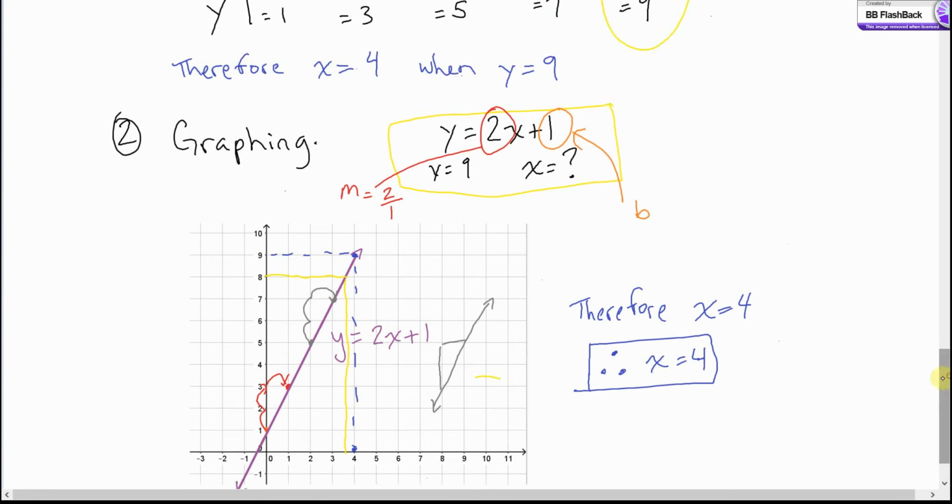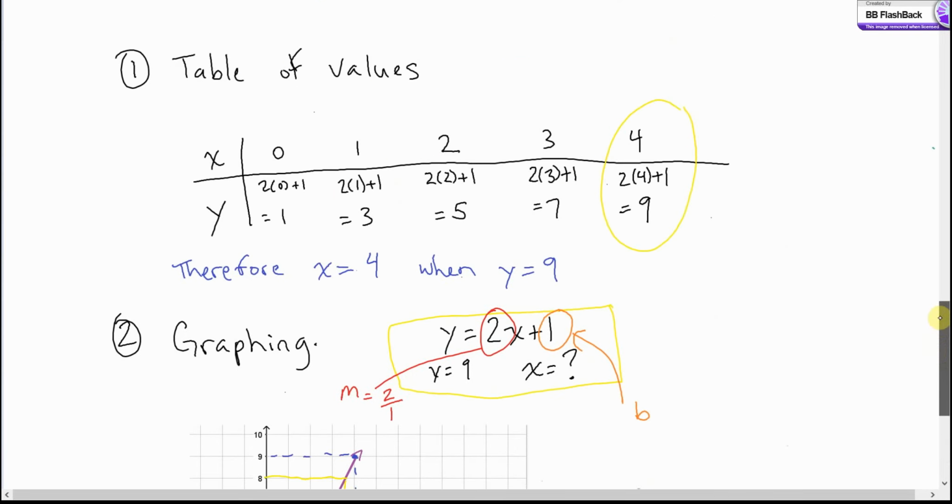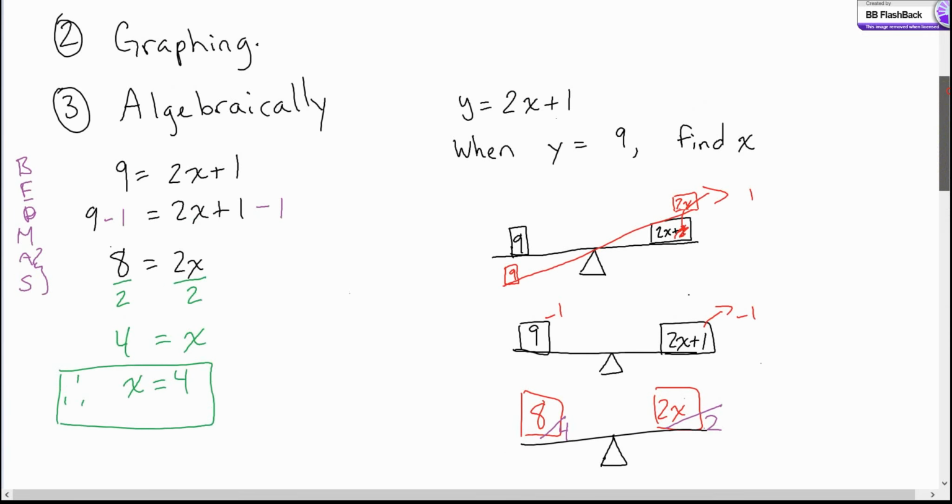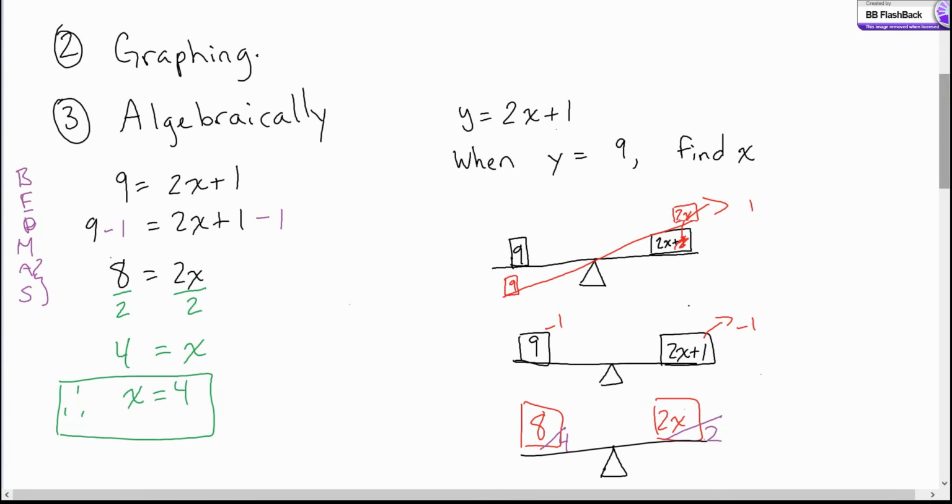Either way, whether we use a graph, a table of values, or algebraic solving steps, we should get the same answer. It just might be more accurate if you use algebra.